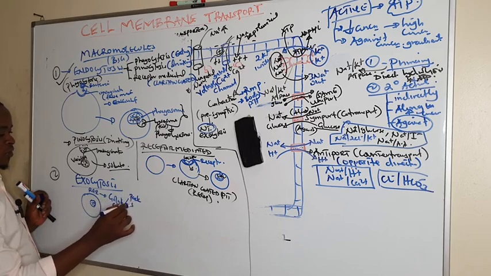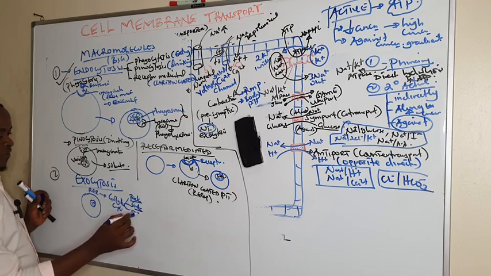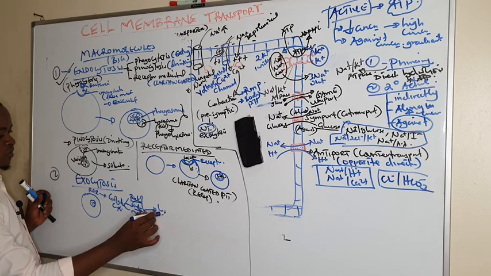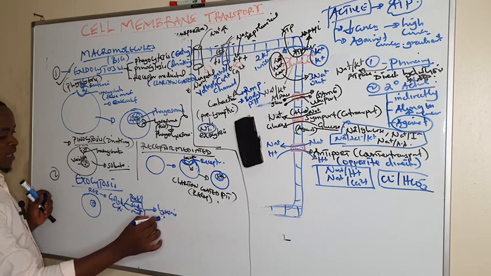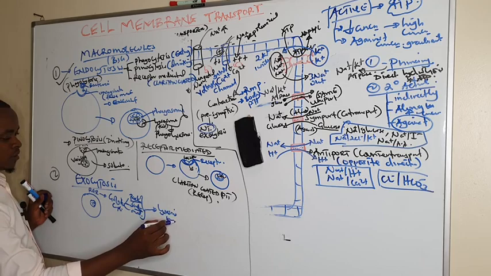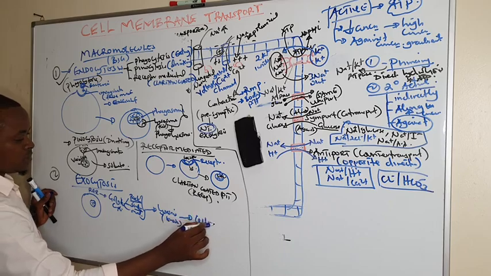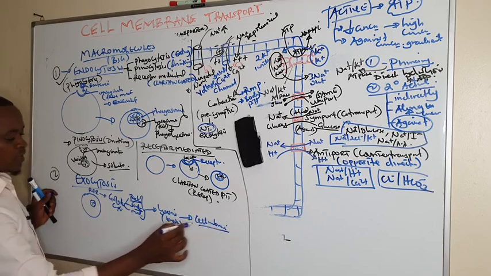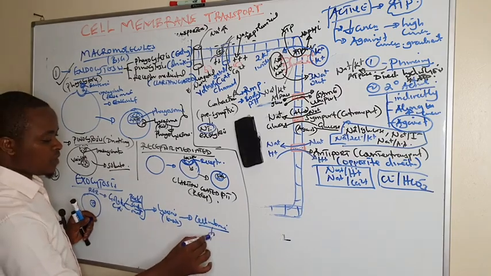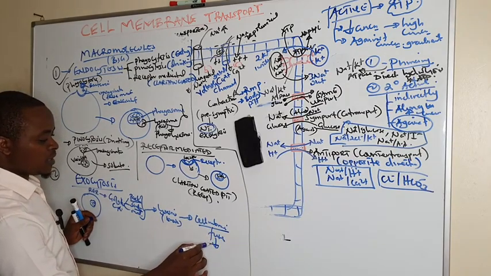They pack, they sort, and then they transport. So packaging, sorting, and modifying. After modifying, they send them in vesicles to the cell membrane. Reaching the cell membrane, they fuse with the cell membrane and they release their substances by exocytosis.